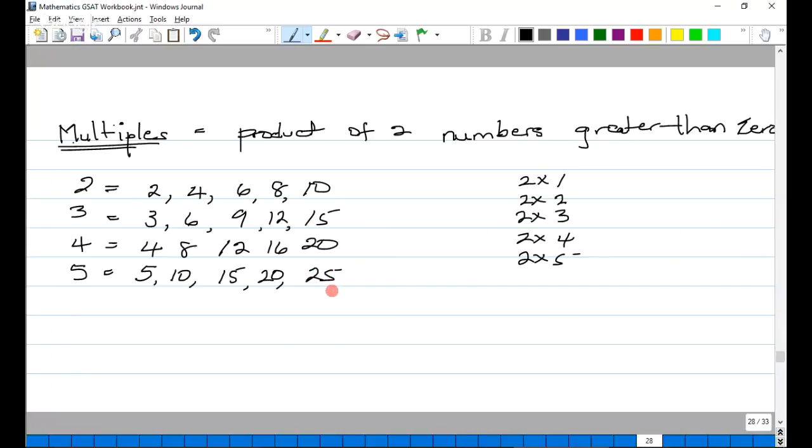So we understand that. Exercise 1 asks us to write the 8 multiples of each of the numbers there. And they give us the example of 5. So we have 5, 10, 15, 20, 25, 30, 35, 40. Easy work, right? Right, let's go to exercise 2.